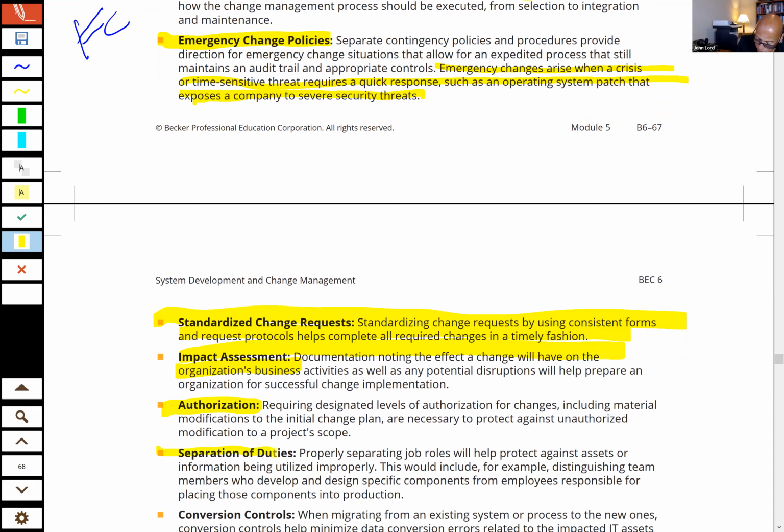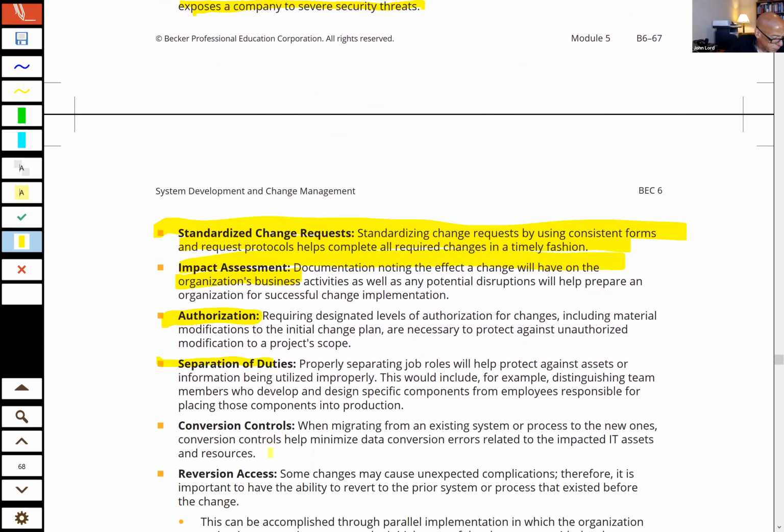Separation of duties. Let's take a look at a couple of the things that fall under separation of duty. For example, distinguishing team members who develop and design specific components from employees responsible for placing those components into production. And I would also put down here assessing impact, and we'll talk about monitoring in a second. This is monitoring after putting the change in place.